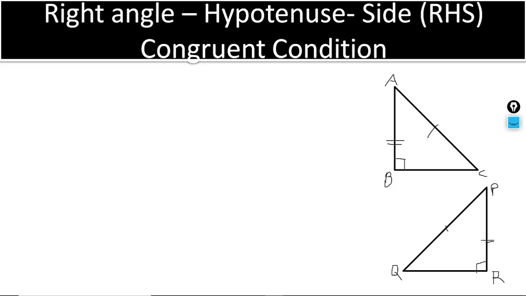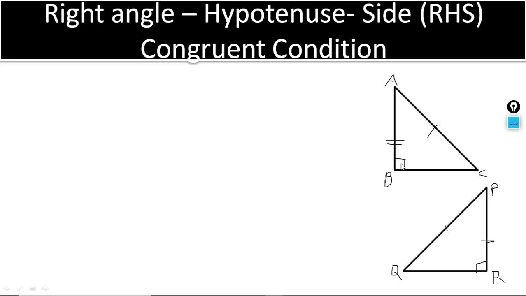Let us discuss one more condition, which is RHS, right angle, hypotenuse and side congruent condition. Now this condition is only applicable for right angle triangles. So you can see in the figure there are two right angle triangles in which angle B and angle R are 90 degrees. In RHS, first we need a right angle. Second, H stands for hypotenuse. The hypotenuse of the triangles should be equal.